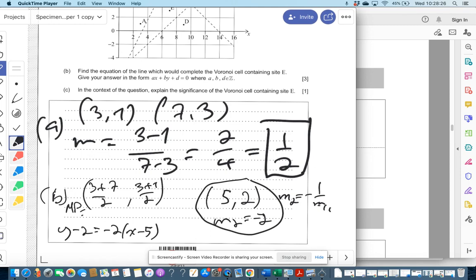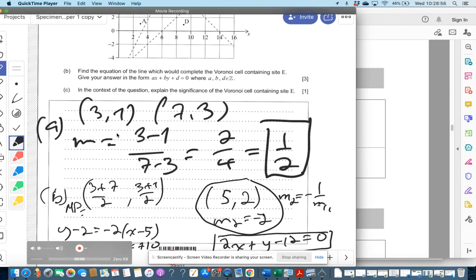Okay, so this equation needs to be rearranged. Expand the brackets. Make sure negative times a negative is a positive. Add 2x to both sides. Subtract 10 from both sides, and I get 2x plus y, subtract 10, 12 equals 0. So that's the answer to B. Okay. Sorry, I ran out of room here.